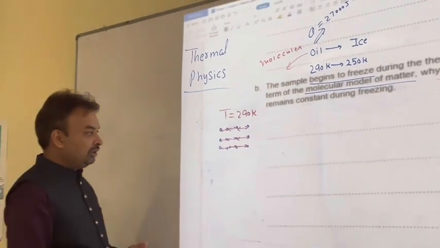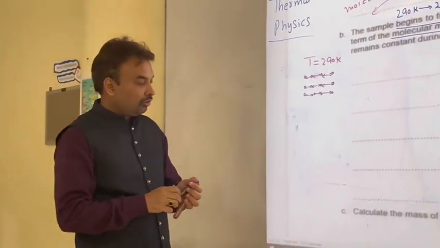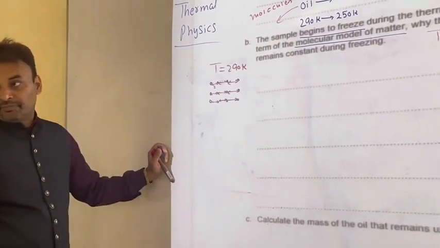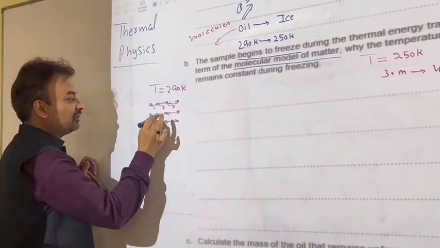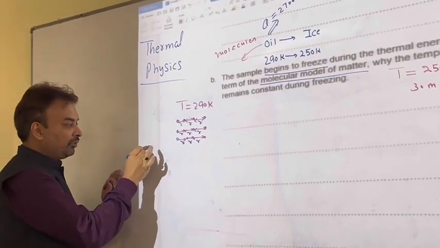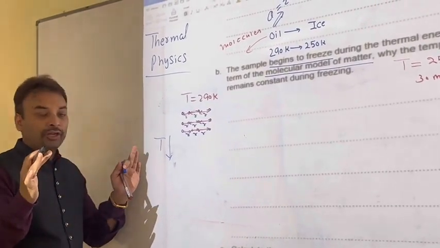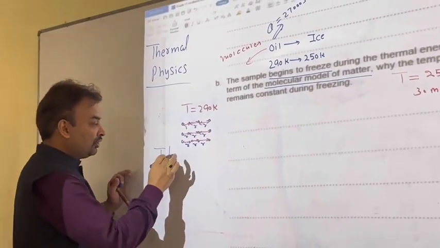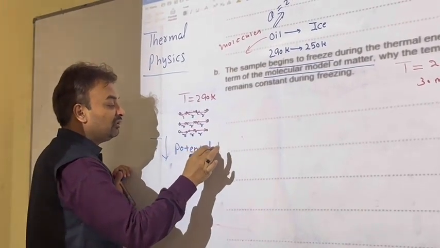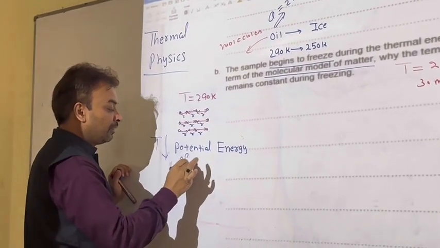Closer. So in that case, what is happening? The separation between them is decreasing. Let me take the separation between them at 290 as R. The separation is R. Due to the fall in temperature, the temperature tries to freeze them, so it tries to reduce R. When R reduces, what happens to the potential energy of the molecules? In terms of potential energy, I will give my explanation.